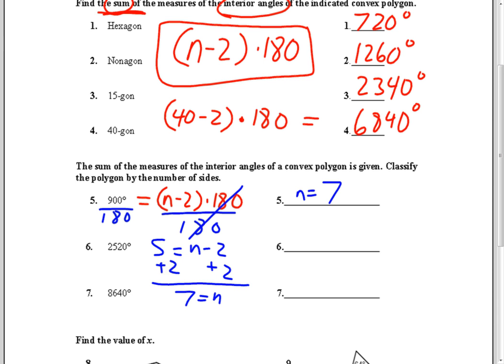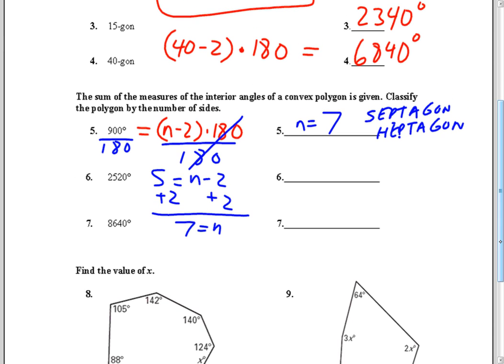If it asks for classification, make sure you've got the right word. It should have been either septagon or heptagon for number 5. Some people made up their own answers.